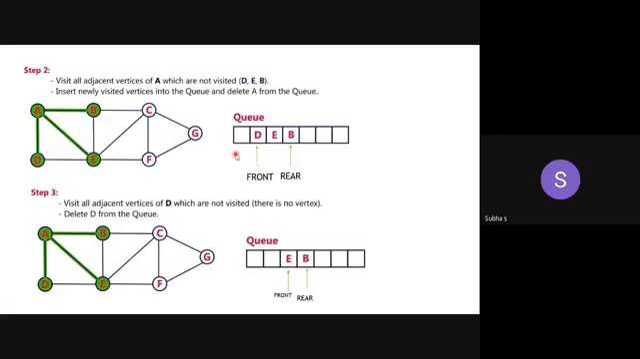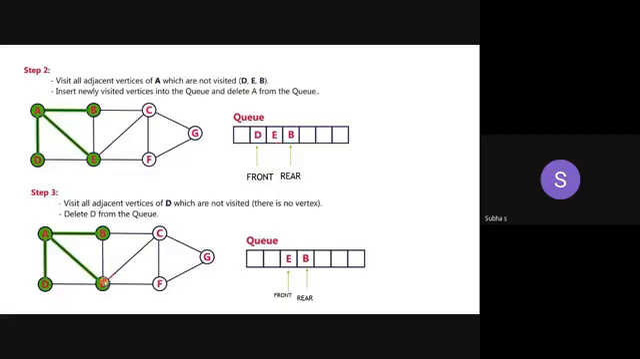Find the adjacent vertices and then DQ. These two steps are the main point in BFS. If the adjacent vertices are already visited, no problem. You go to the next element. DQ is compulsory. Okay? So DQ is done. Then now front is pointing to what? E.